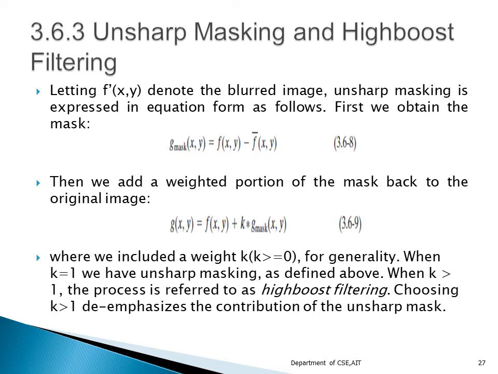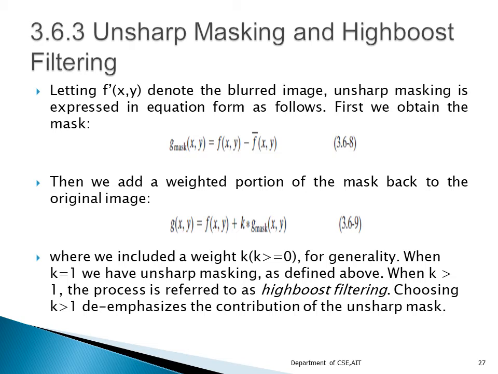Say we have f dash of x comma y as the blurred image, that is the smoothed image. The unsharp masking is given in the equation as below. We take the original image f of x y, and we take the blurred image f dash of x comma y. We find the difference, and that gives g mask of x comma y. Then some part of this, not everything, is added to the original image, that is f of x y plus k into g mask of x y.